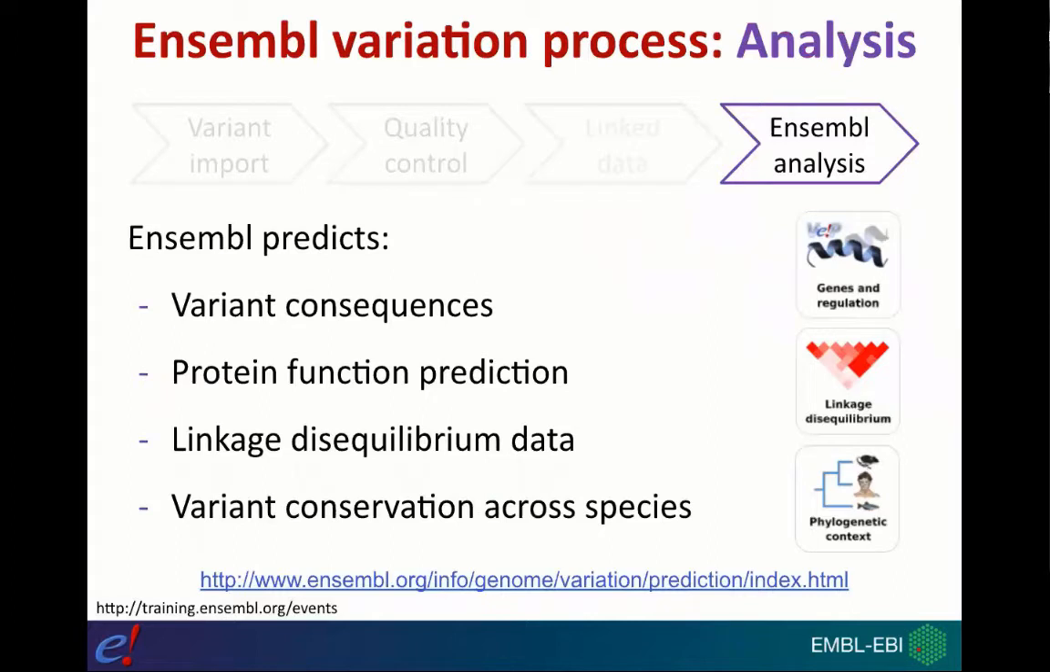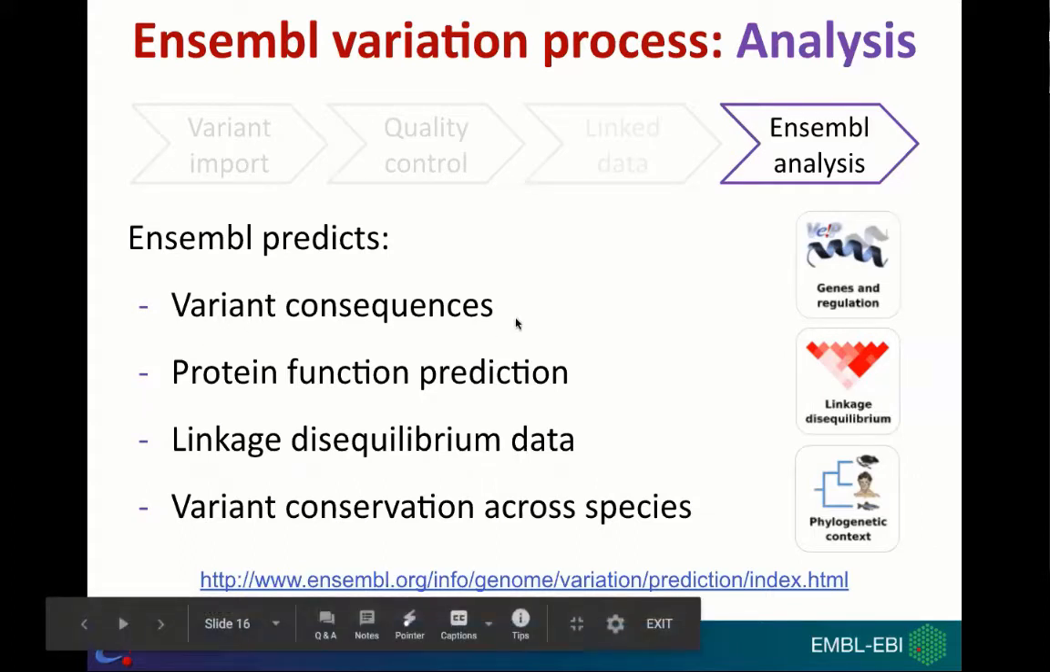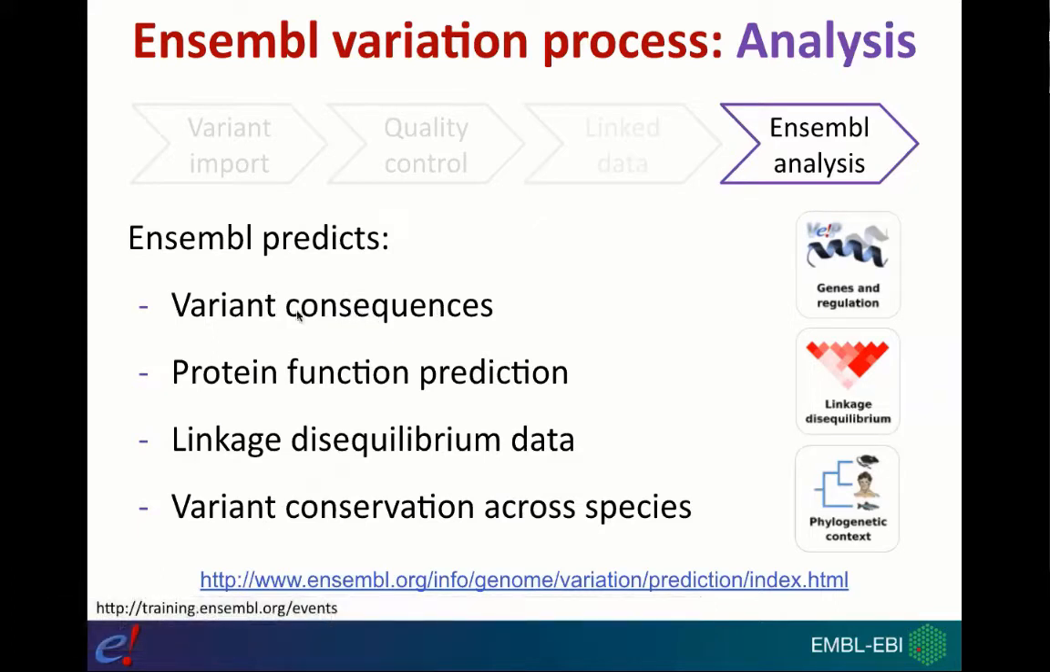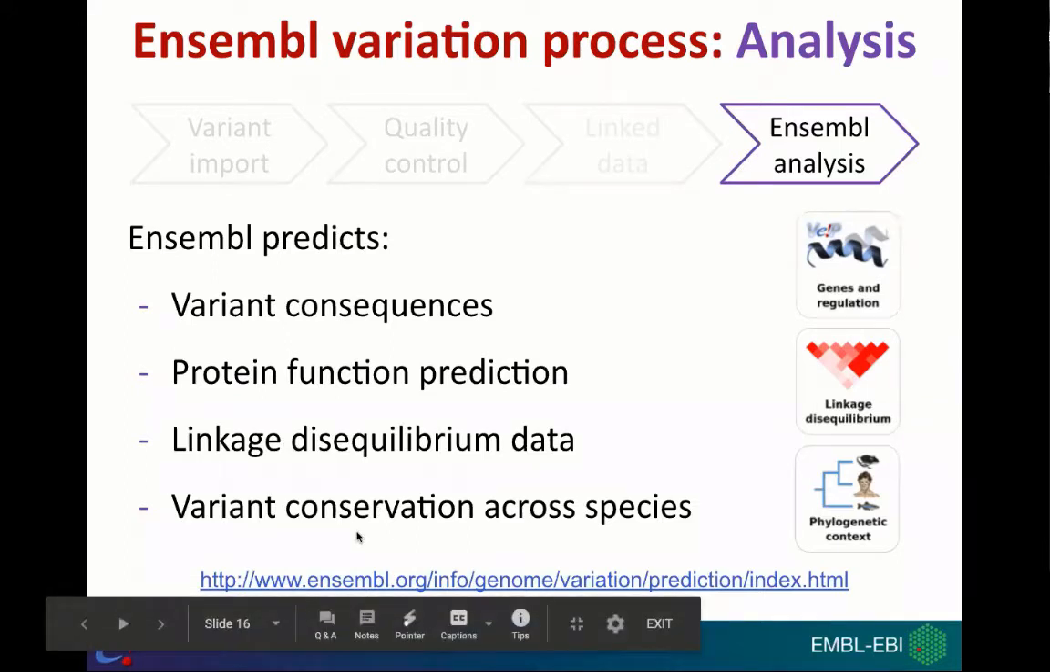And then the final step, step four, is where we apply our own analysis. So Ensembl predicts firstly the variant consequences. We look to see the effect of the variants upon the genes, depending on where they might be falling in the genome. We also look at protein function prediction, so whether a variant will be deleterious for a particular protein if it's affecting the coding sequence of a protein, for example, the coding sequence of a transcript. We also calculate linkage disequilibrium, and we look at conservation across species as well by performing some alignments of closely related species.